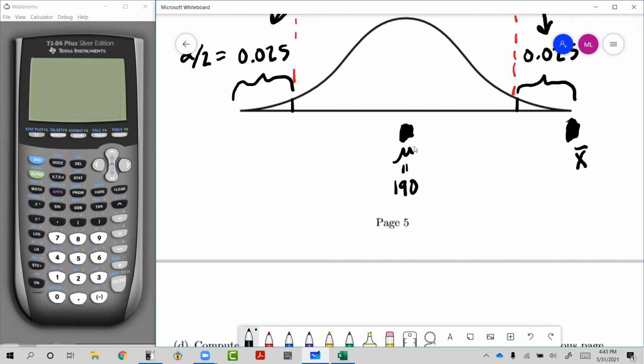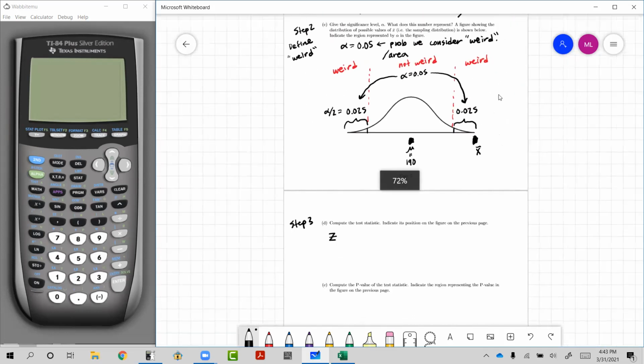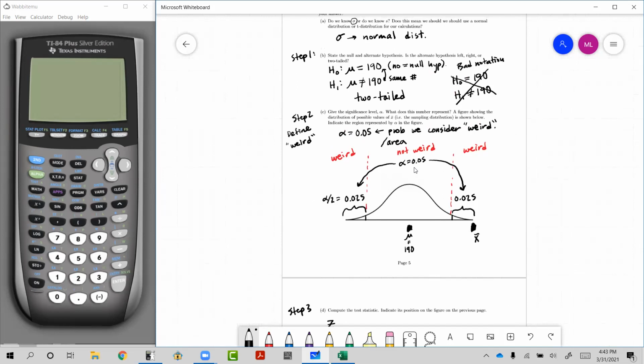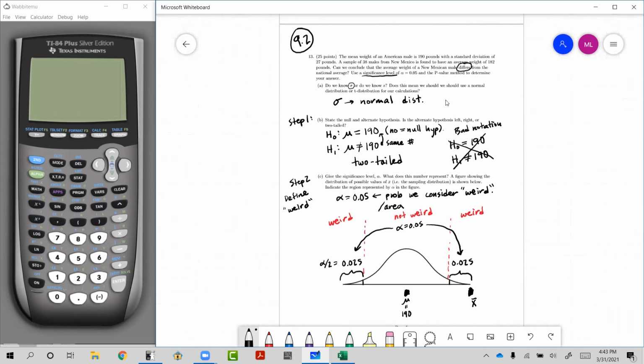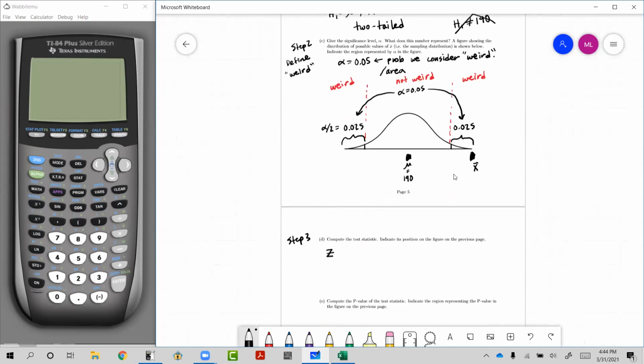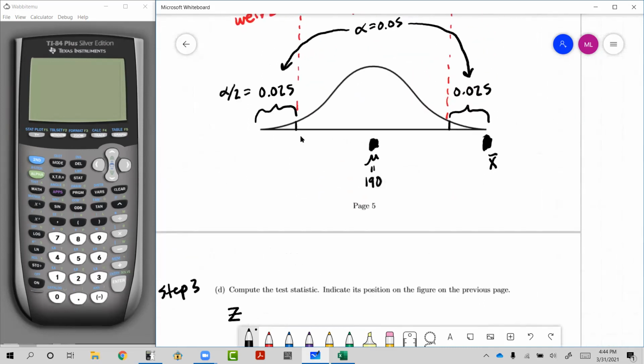And we're going to see, where does the evidence fall on this picture? Does it fall into a weird region or a not weird region under that assumption? Our evidence is that the average New Mexico male in the 38 males that we sampled was 182 pounds. I don't know exactly where that is, but I know it's below average, so it's going to be somewhere over here on the left. This is the question. We found x bar equals 182. And the question is, where does that 182 fall? Does it fall over here? Does it fall over here? We don't know where it's going to fall.